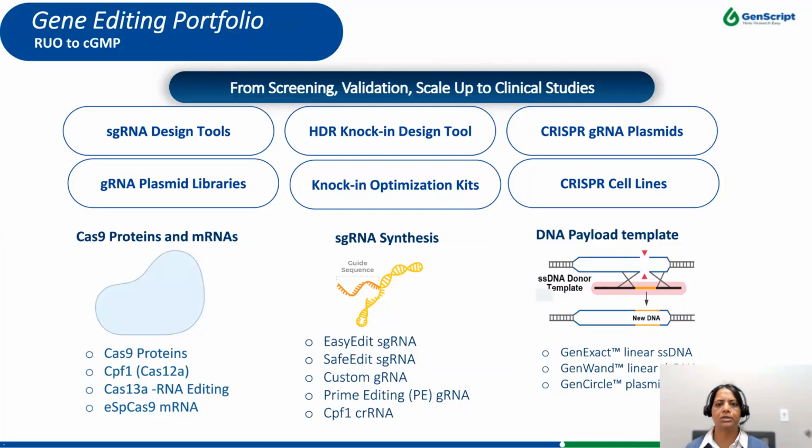as HDR design tool, CRISPR library, CRISPR plasmid, CRISPR cell line, knock-in optimization kit. We also provide different kinds of nucleases, Cas9, Cas12, Cas13, Cas9 mRNA, and different types of sgRNA and different types of donor DNA template. While we have a wide range of products and services, today I will focus on two main areas. First, we will discuss the CRISPR components used for knockout application, specifically the single guide RNA and Cas9 protein. And second, I will cover our DNA knock-in template, which includes the various HDR templates designed for different applications.